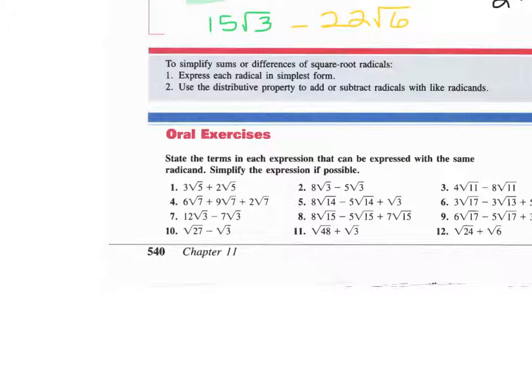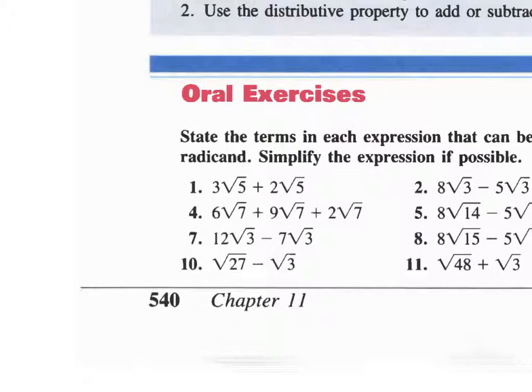So for example, in these oral exercises, number 1, notice they're already giving us the same numbers under the square root. So all I would have to do is add the 2 numbers that are outside. So 3 plus 2 gives me 5, and then the square root of 5 is underneath. Same thing on number 4. Notice they all have the square root of 7. So all I have to do is add 6 plus 9 plus 2, and that would give me 17 square root 7. The same thing applies for the subtraction. So on number 7, all you're going to do is 12 minus 7 and get 5 and the square root of 3.